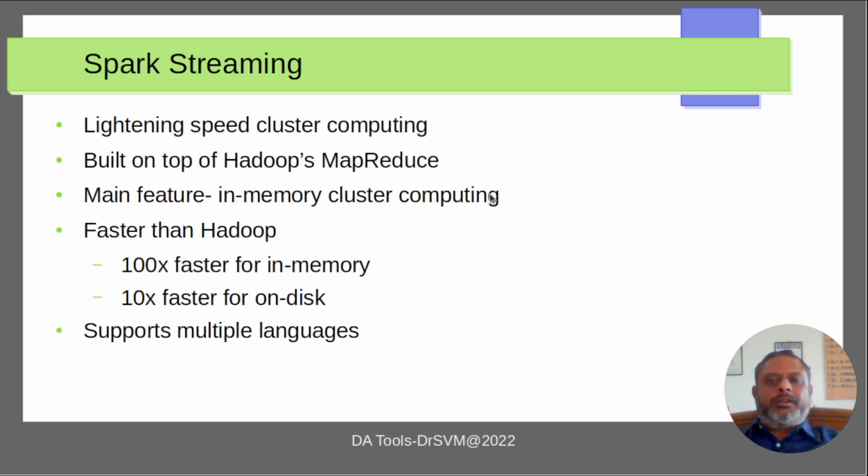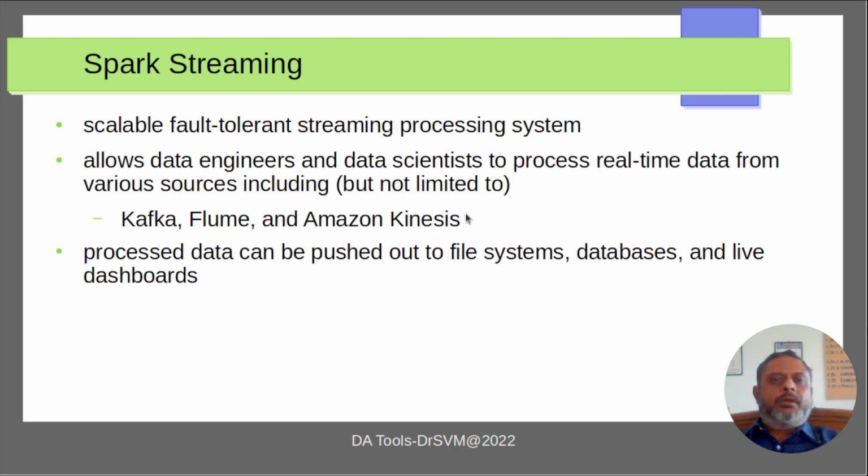It supports multiple languages. Spark streaming is a scalable, fault-tolerant stream processing system. So with the load, the number of nodes can be added or removed, so it is scalable. And it is fault-tolerant because if any node stops functioning at any time, then other nodes will fill the gap and make sure that the processing is done without any hindrance.